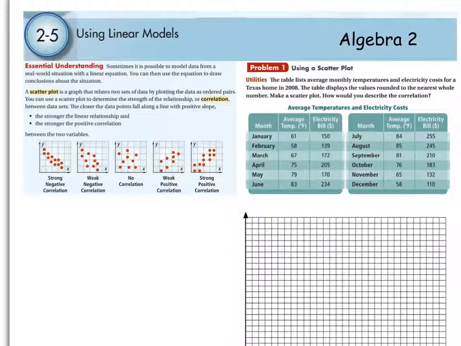In section 2.5, we're going to be dealing with scatter plots. Really, a scatter plot is a graph that is comparing two different things and showing you the data in ordered pairs. So I'm going to explain scatter plots by showing example 1.